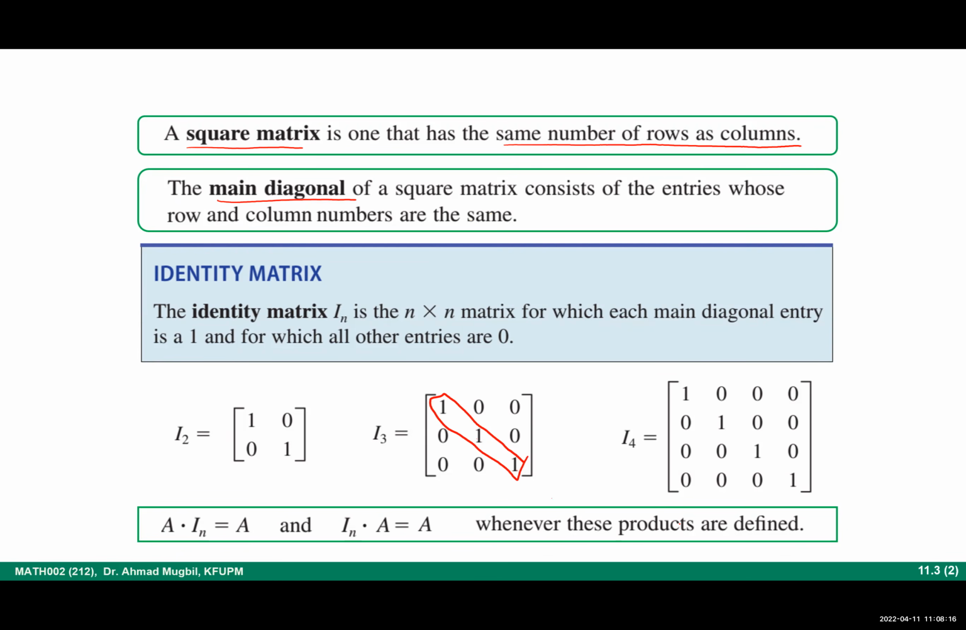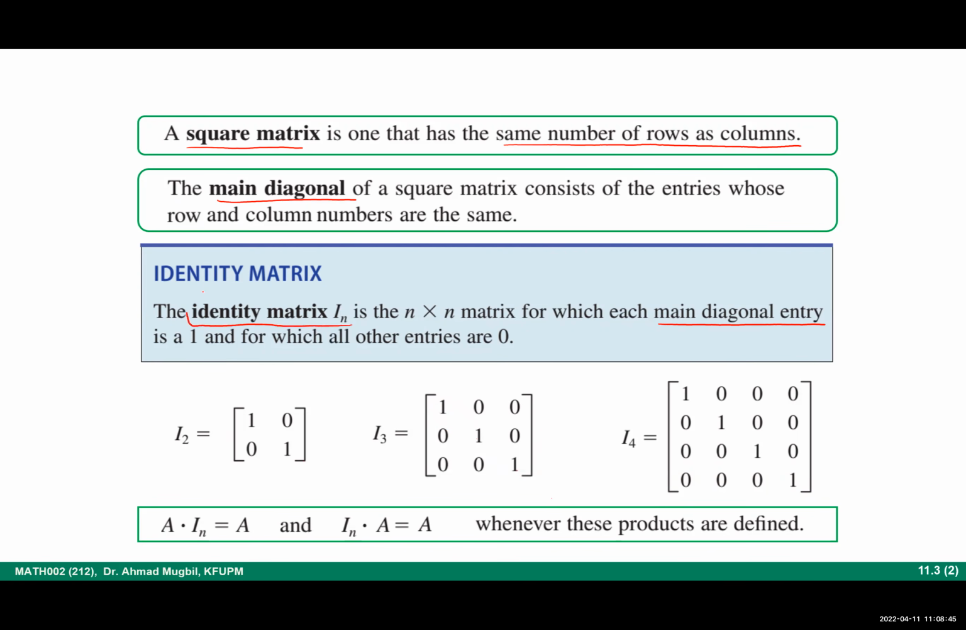The identity matrix is a square matrix, n by n, whose main diagonal entries are ones and the other entries are zeros. This is, of course, usually denoted by I_n. N here indicates the dimension, n by n. This is 2 by 2, we will call it I2. This is 3 by 3, we will call it I3. This is I4.